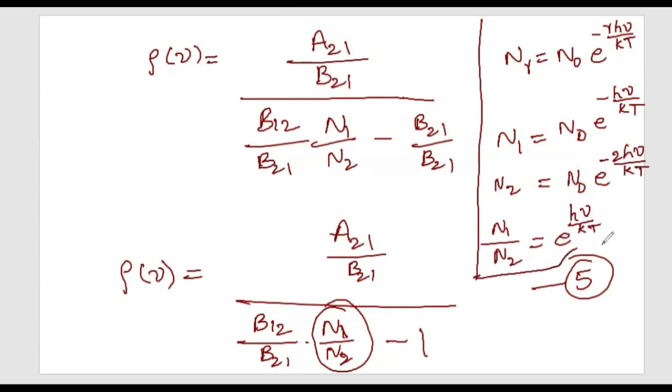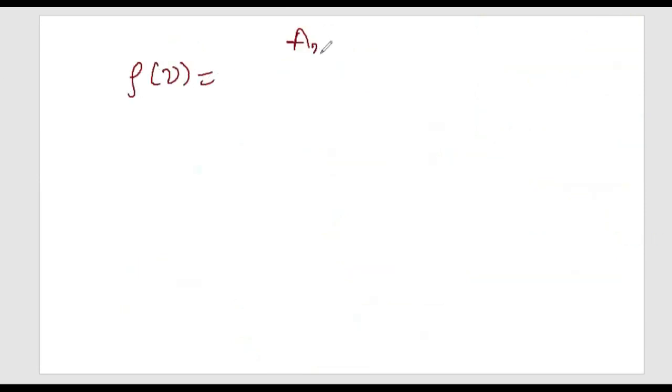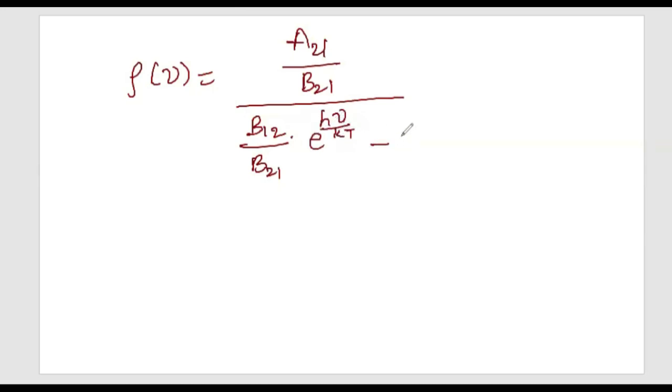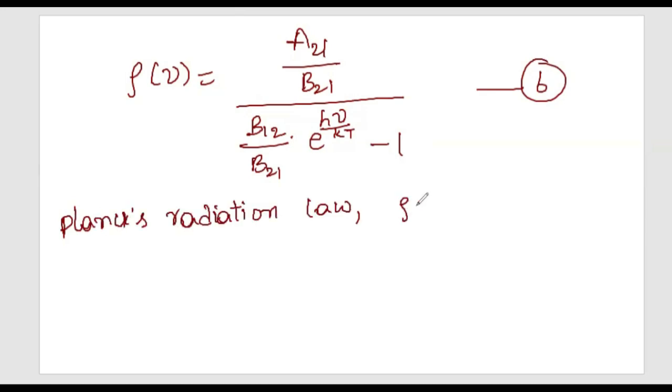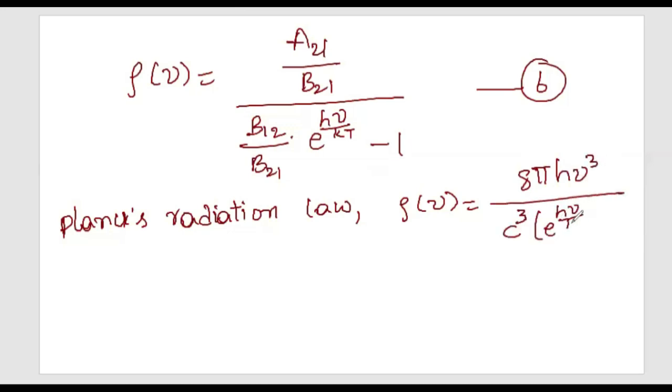So substituting this N1 by N2 in equation 5, we'll get rho of nu is equal to A21 by B21 whole by B12 by B21 into e power h nu by kT minus 1. So this is our equation 6. And we know that from Planck's radiation law, rho of nu is equal to 8 pi h nu cube by c cube into e to the power of h nu by kT minus 1. So this is the density of radiation which is given by Max Planck.